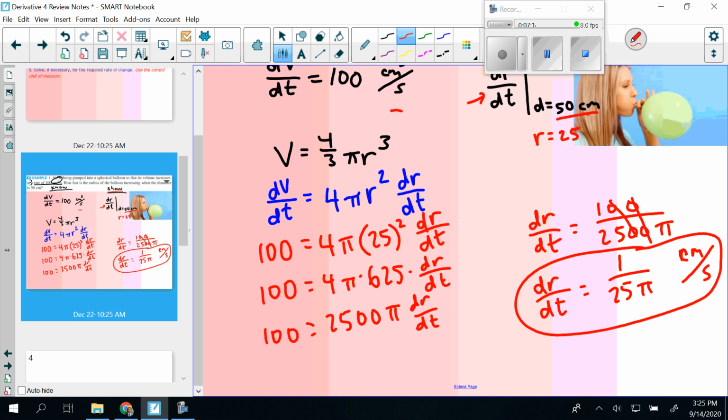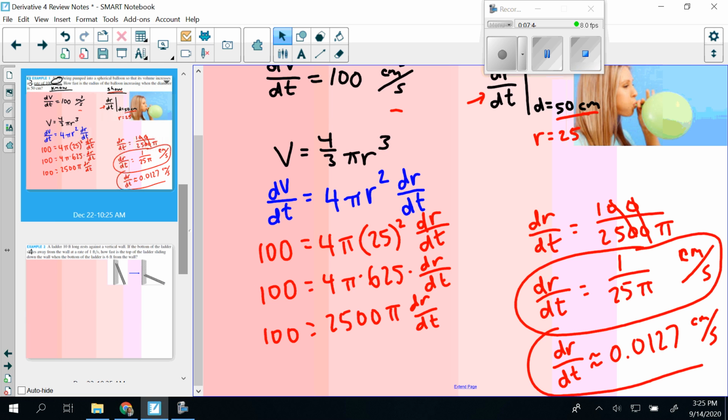If they want the approximate answer, then just divide that out. So if you do 1 divided by 25 times pi, the approximate answer there would be 0.0127 centimeters per second. So if they want approximate, then you just round it off.